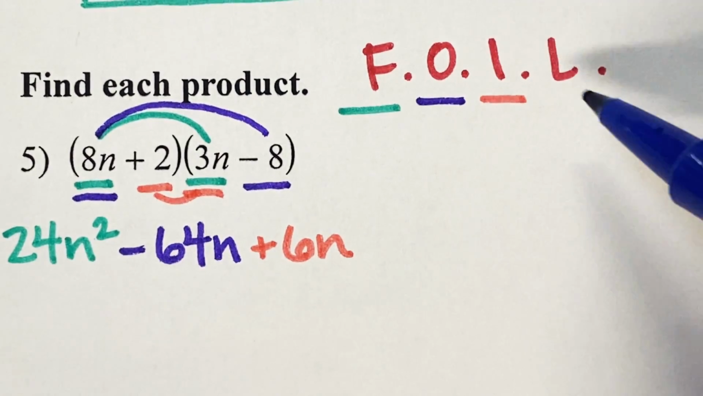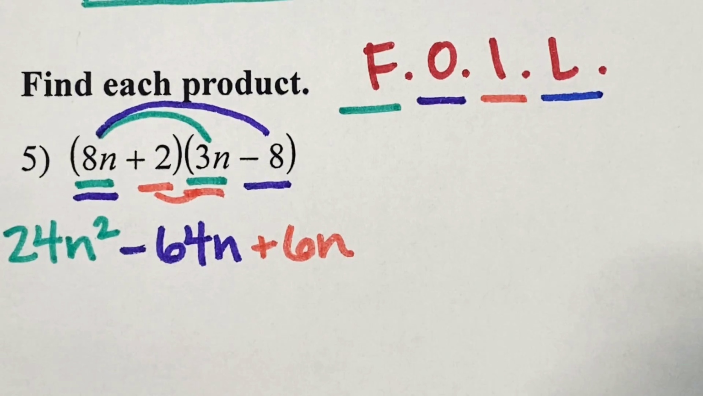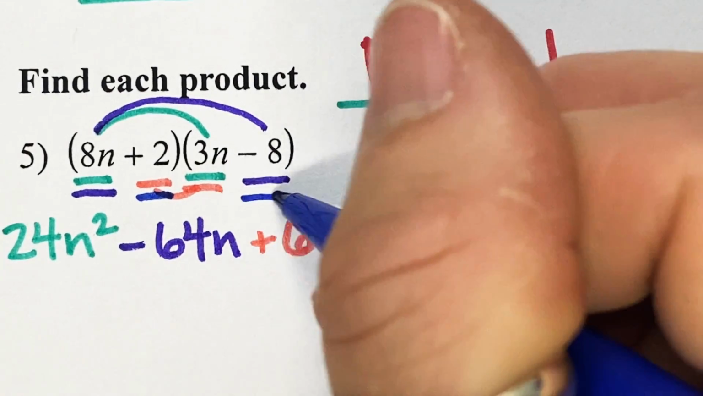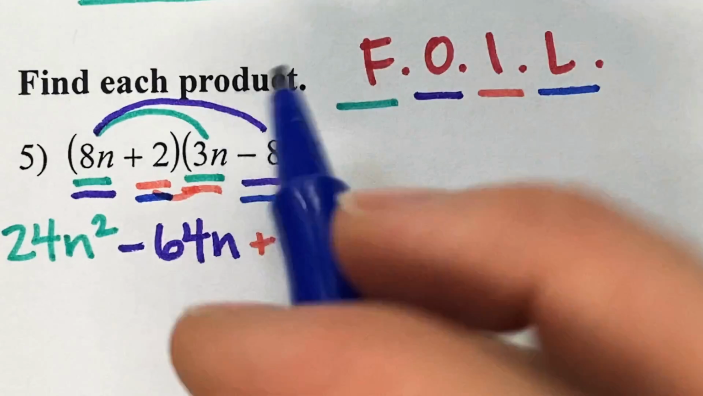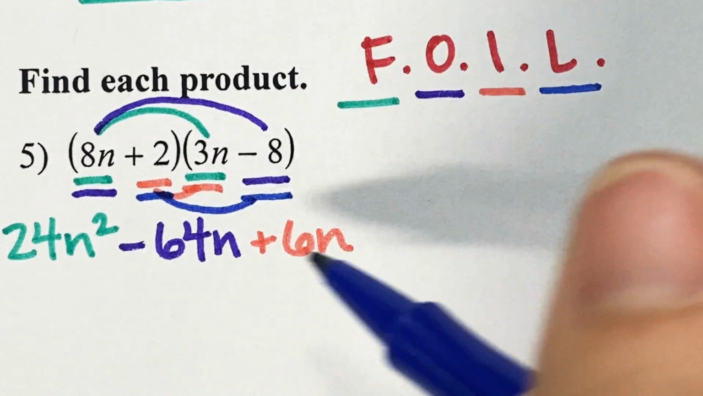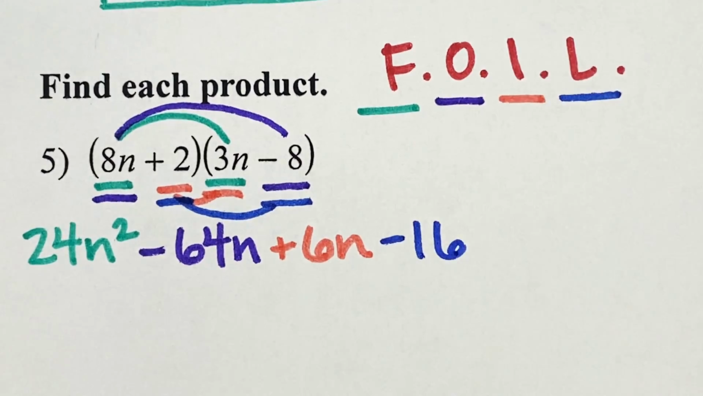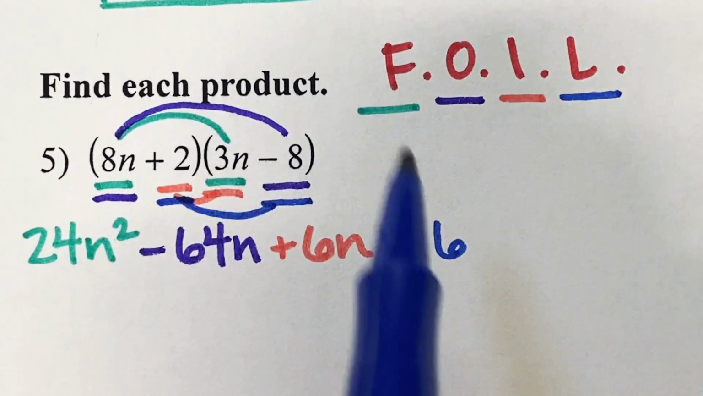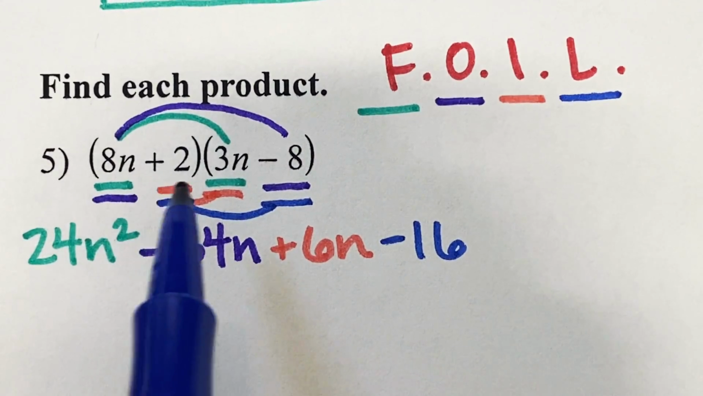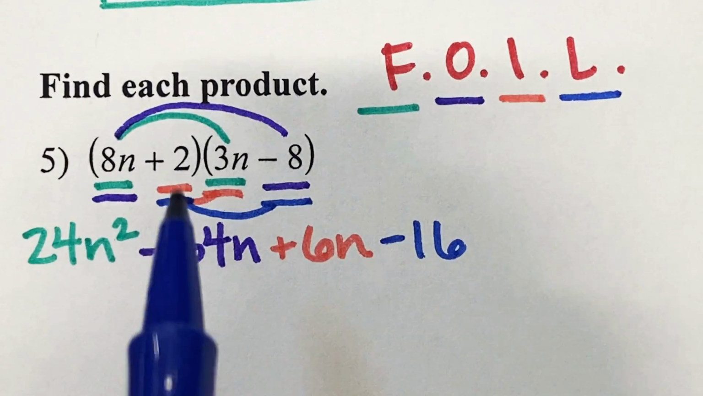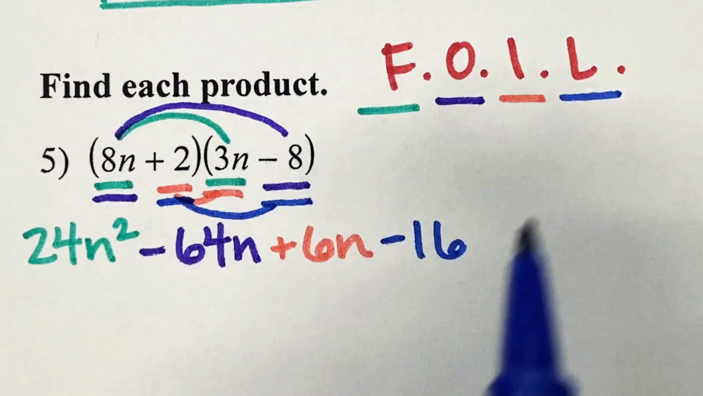Okay, we're almost done. We have one more. L stands for last. So our last terms, this is our 2 and our negative 8. So what is 2 times negative 8? It's going to give me negative 16. Notice, you know that you've done everything if, like me, you have 2 lines under each term. That means it's been multiplied twice. Beautiful. So we've done FOIL.